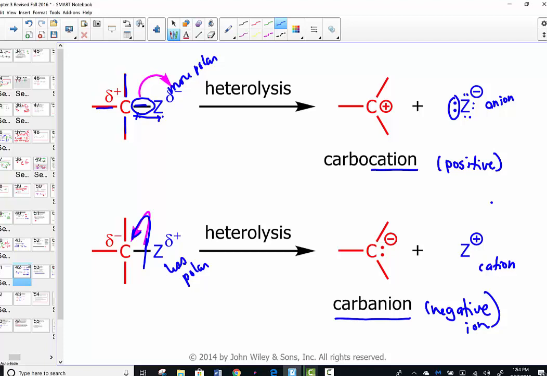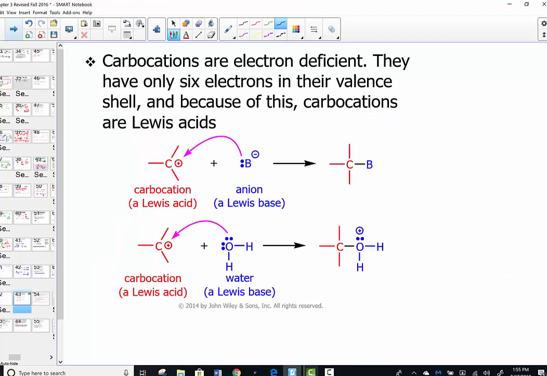And now that we see an electron deficient carbon with a carbocation, an electron rich area in a carbanion, we can apply those to our terms Lewis acid and Lewis base. Because carbocations are electron deficient, they have a positive center, they're going to act as Lewis acids. So in other words, there's a nice target there for a set of electrons from a Lewis base to form an attachment or a new bond. This is Lewis acid-base theory.